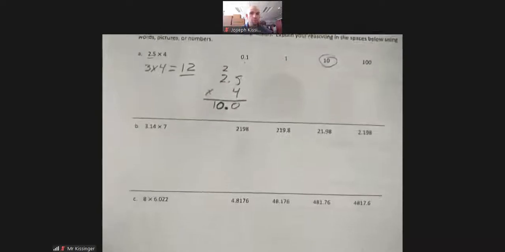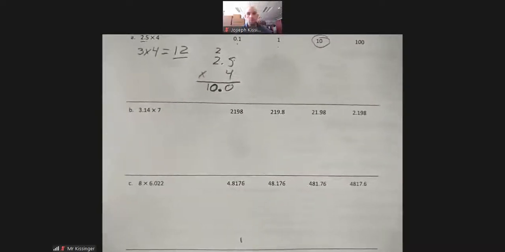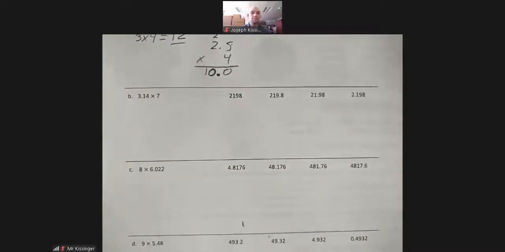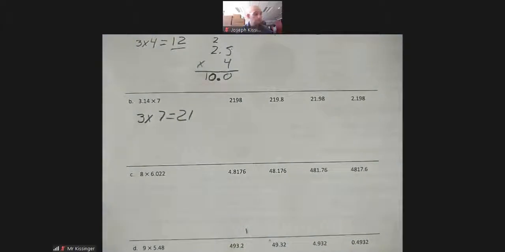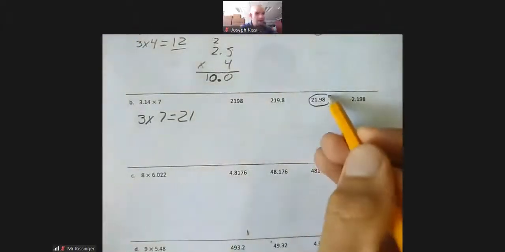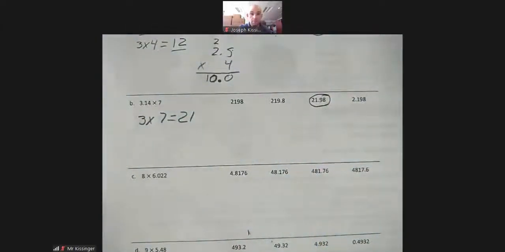All right, let's move on. 3.14 times 7. So do we think 3.14 times 7 is 2,198, 219.8, 21.98, or 2.198? So 3.14 is really close to 3 times 7 equals 21. Which of those is close to 21? Well, 21.98 is pretty close to 21.